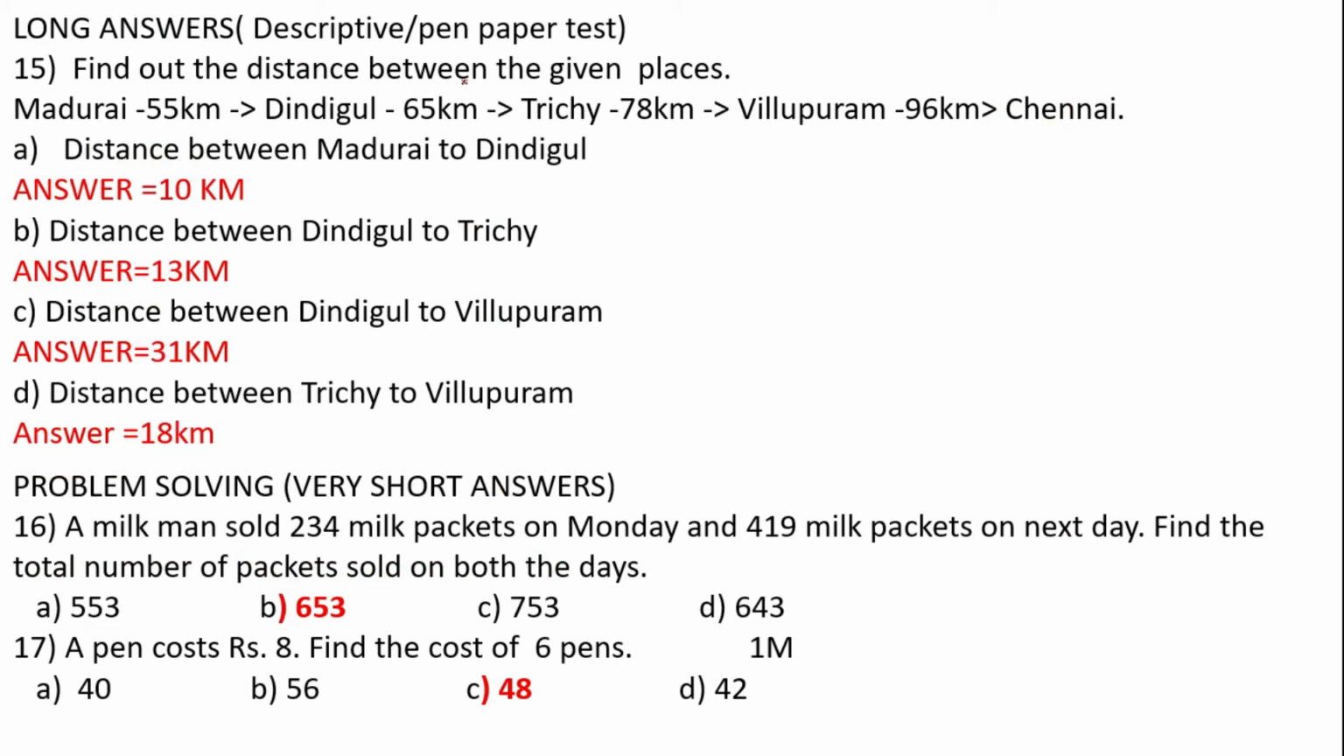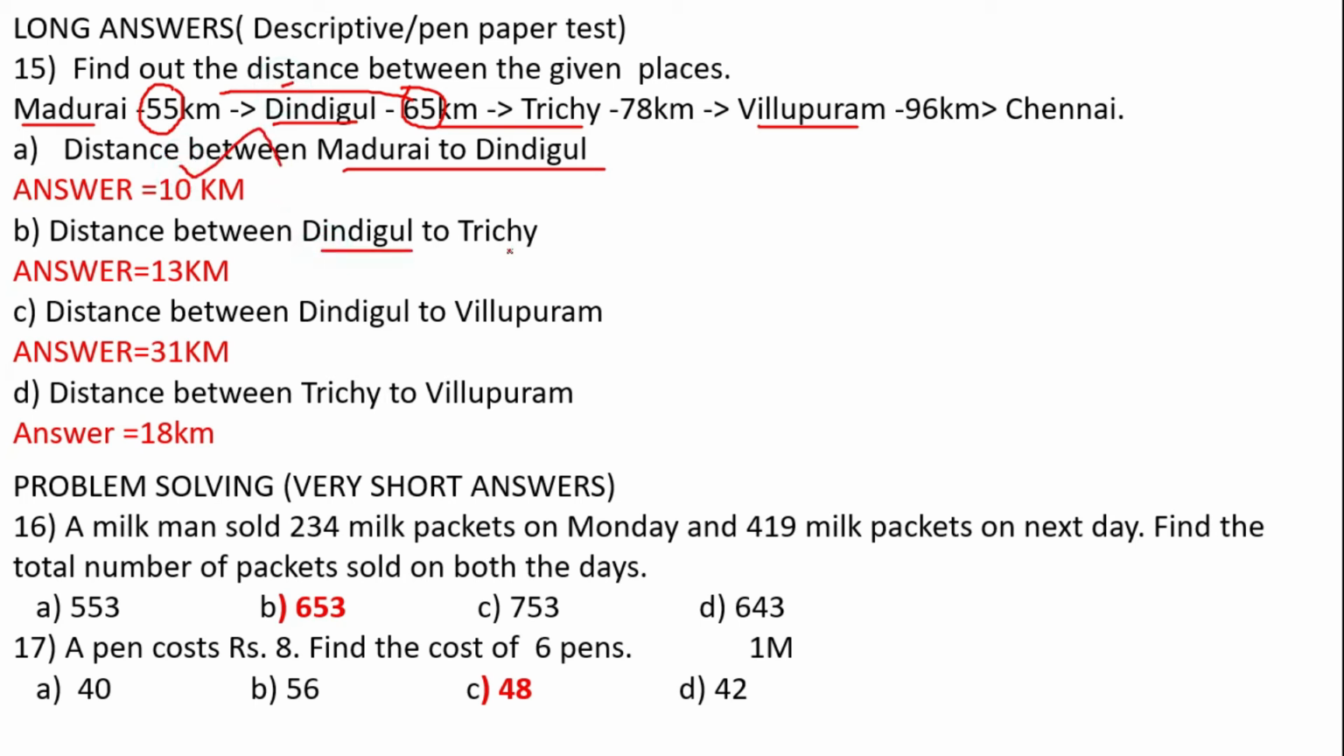Find out the distance between the given places. Madurai to Tindukal, Trichy, Viluppuram, Chennai. So distance between Madurai to Tindukal. What is the distance between Madurai to Tindukal? Here 55 km, here 65 km. Just you subtract 65 minus 55, 10 km.